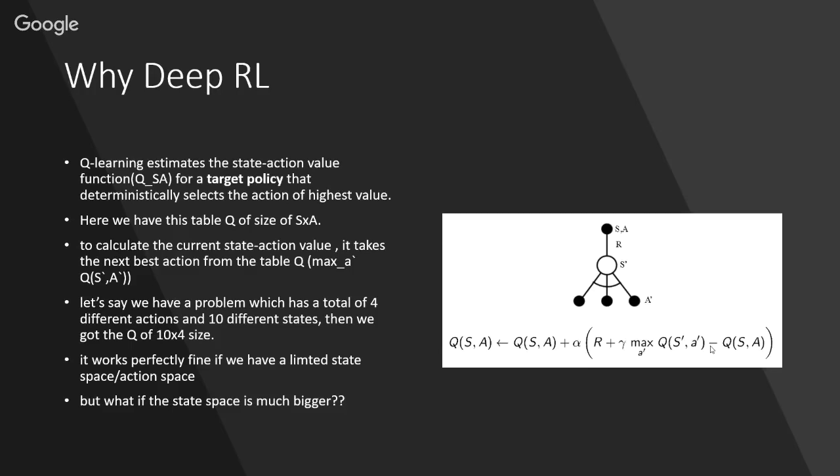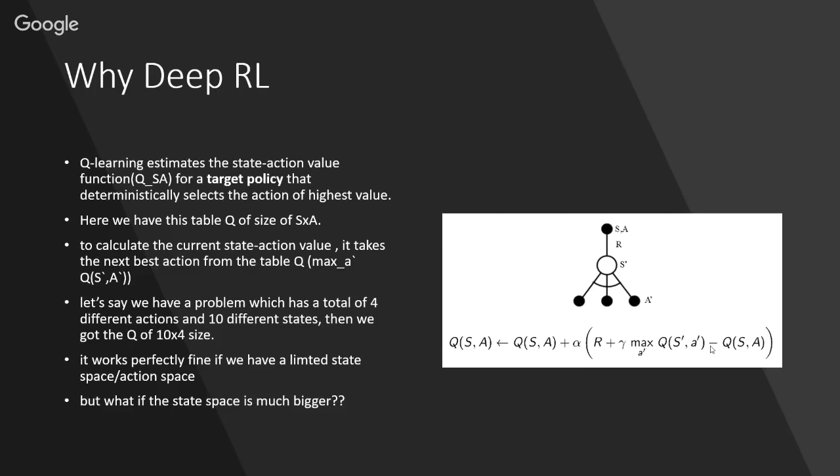Q-learning estimates the state action value function, Q(s,a), for the target policy that deterministically selects the action of highest value. Now this is put into a Q table, which is the size of state times action. Now to calculate the current state action value, it takes the next best action from the table, Q max over a, Q(next state, action). And let's say that we had a problem with a total of 4 different actions and 10 different states. Then we've got a Q table of 10 times 4.